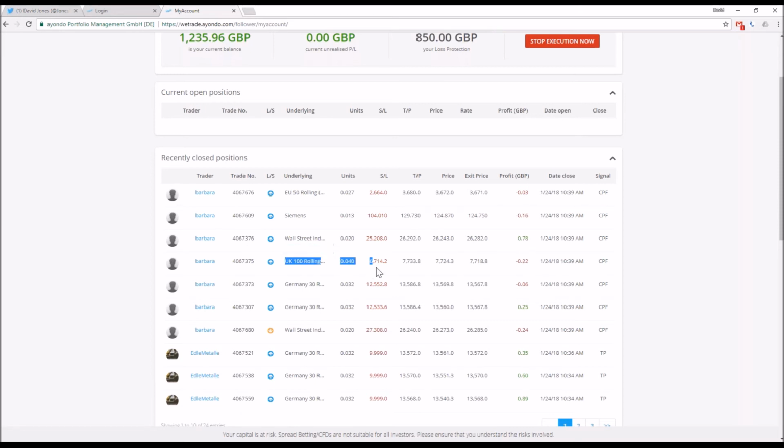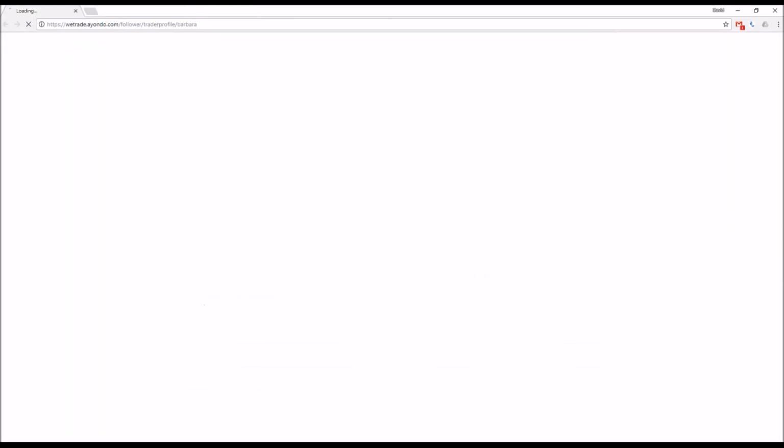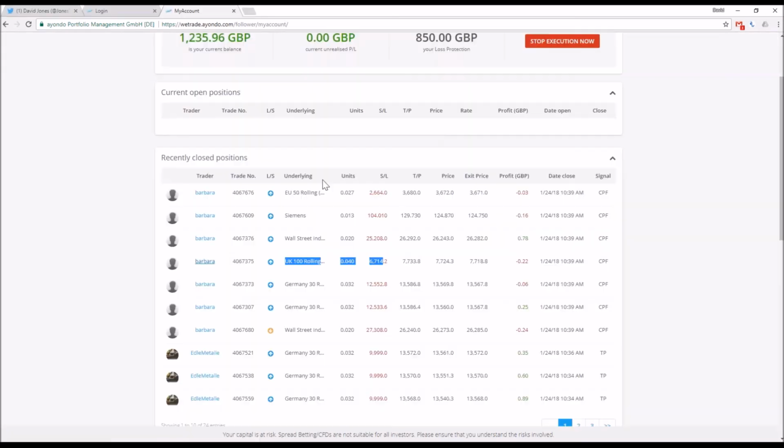Look at UK rolling. So I was mirroring Barbara there. We'll have a look at her because she was quite a good performer. I wonder what's happened. The trade was done on my account at 0.04. So that's 4 pence a point on the FTSE. So it's very easy using that risk slider to set levels of risk that you're comfortable with.